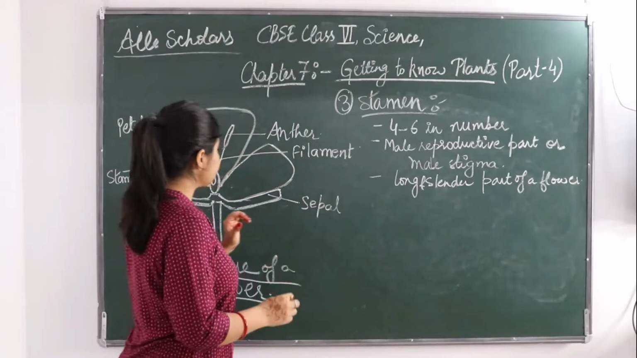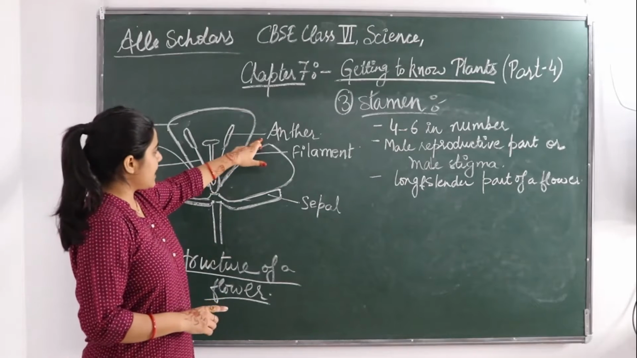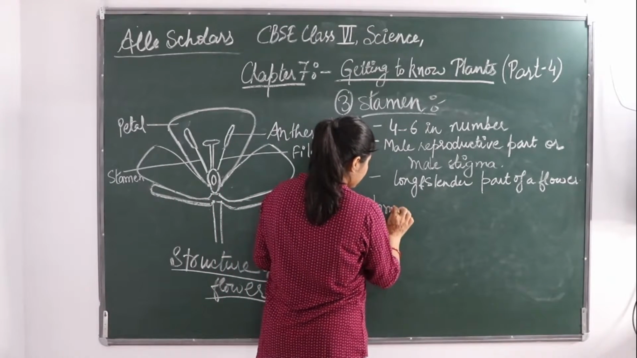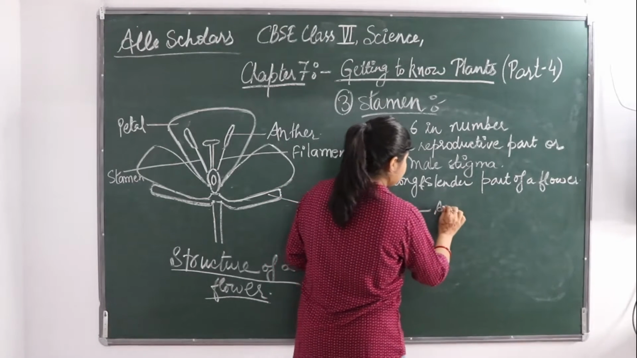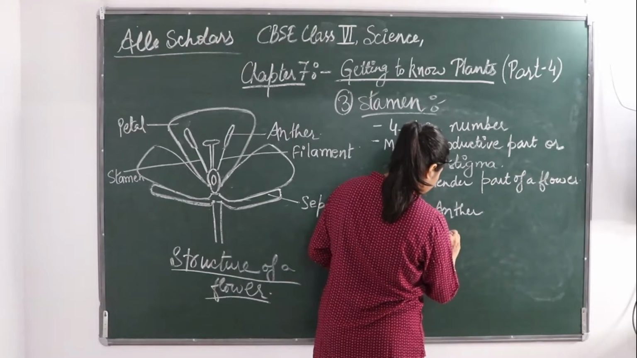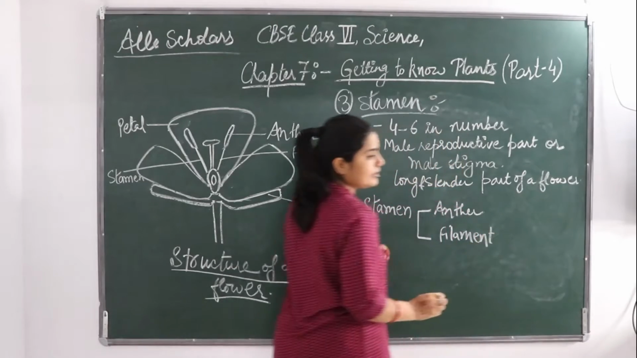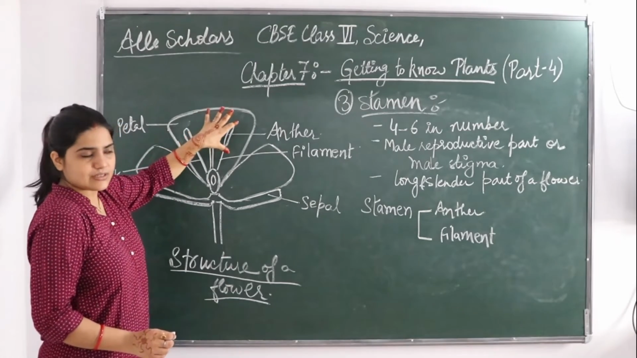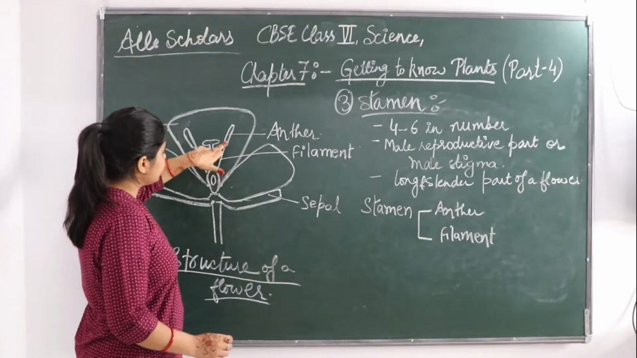Okay, next is that each stamen is made up of two parts: the anther and a filament. So the stamen has got two parts. One is the anther and the other is the filament. The filament is a thin stalk. You can see a thin stalk is there.